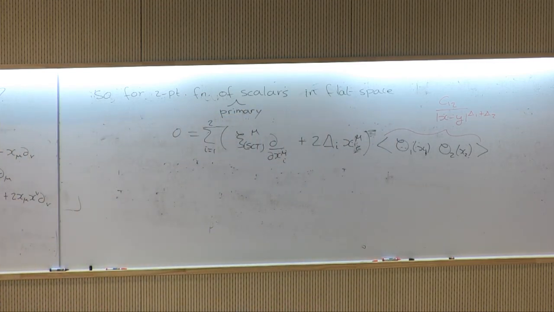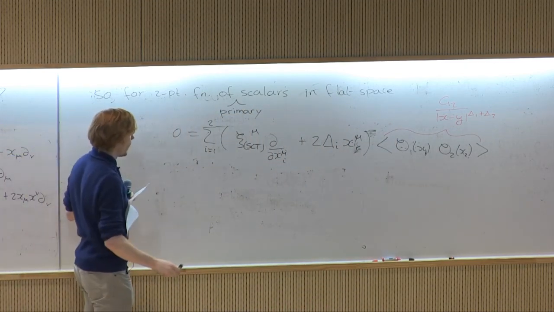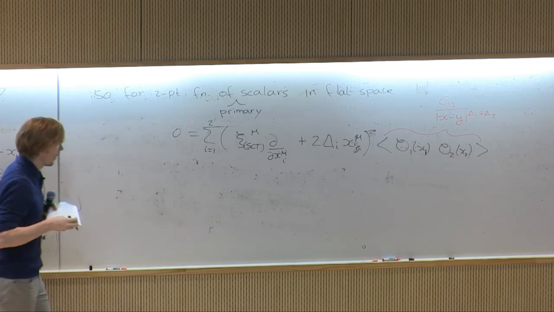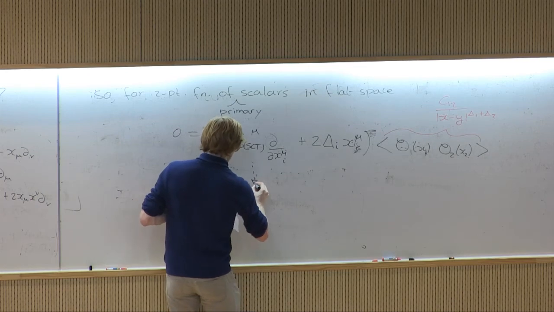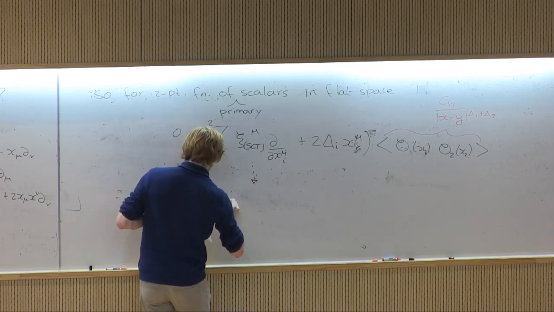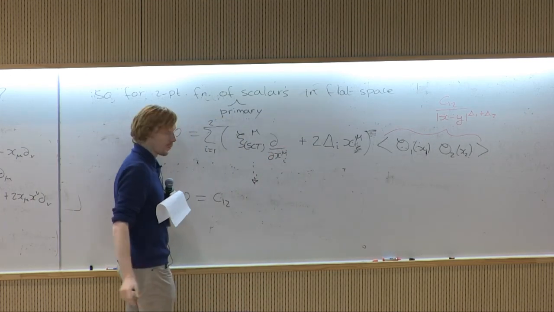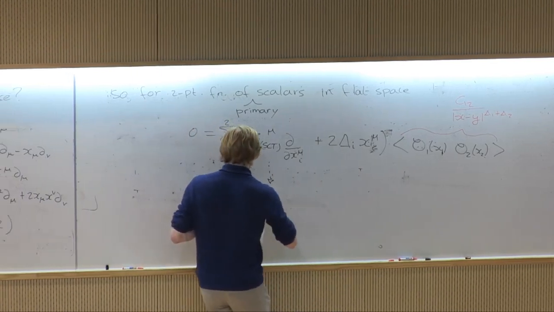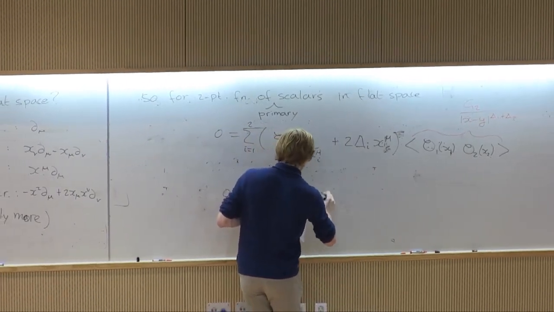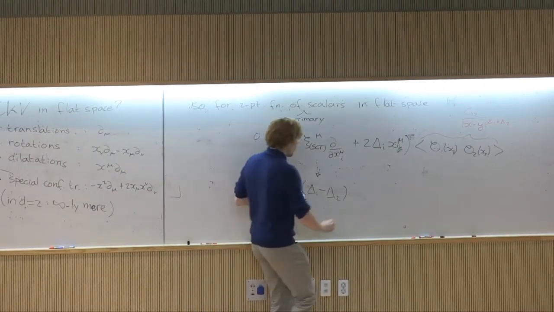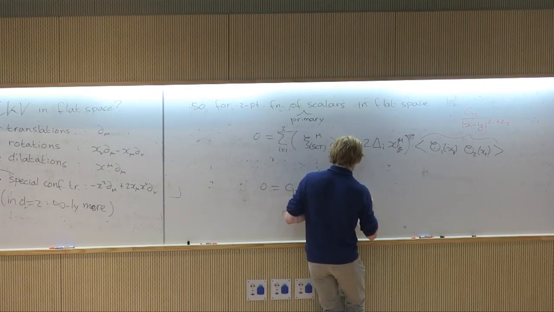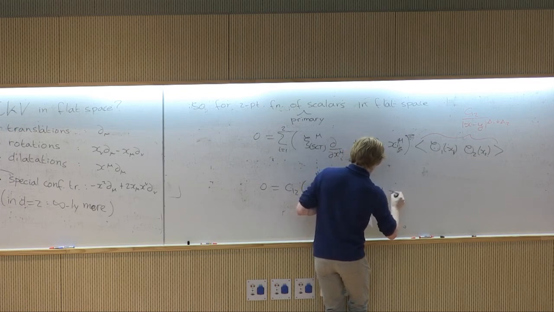And so what do we get? Well, you can work this out. It's very easy. I give you all the ingredients. So what you will get is that 0 is equal to C_12. That constant, of course, comes out in front. Delta_1 minus delta_2, which happens in some funny way, but it's not so hard to derive. And then something that is definitely not 0.